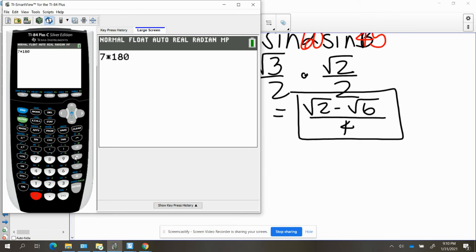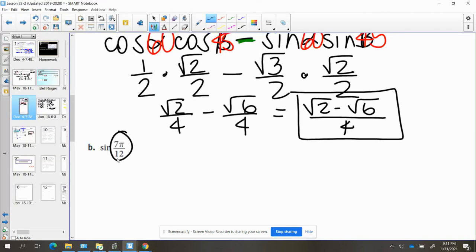So we would end up with 7 times 180 over 12, which is again 105 degrees. Okay, so you can convert these to degrees if you're not comfortable with the radian measures. Now I'm going to go back to using, however, the radian measures just to show you.